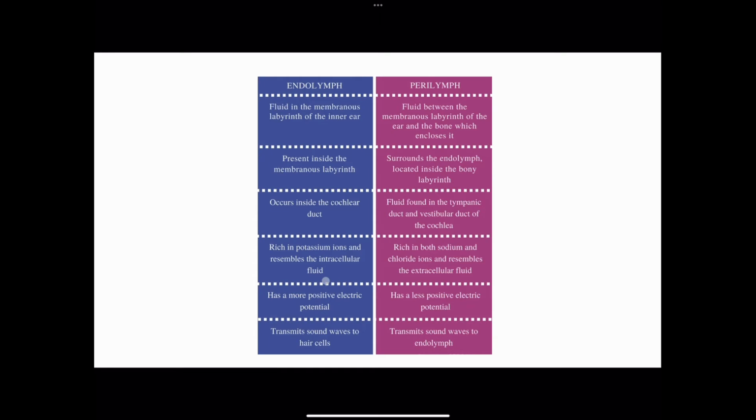Endolymph is rich in potassium ions and resembles the intracellular fluid, while perilymph is rich in both sodium and chloride ions and resembles the extracellular fluid. Endolymph has a more positive electric potential, while perilymph has a less positive electric potential. Endolymph transmits sound waves to hair cells, while perilymph transmits sound waves to endolymph.